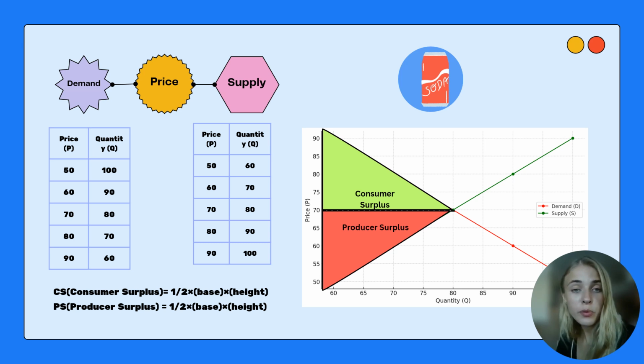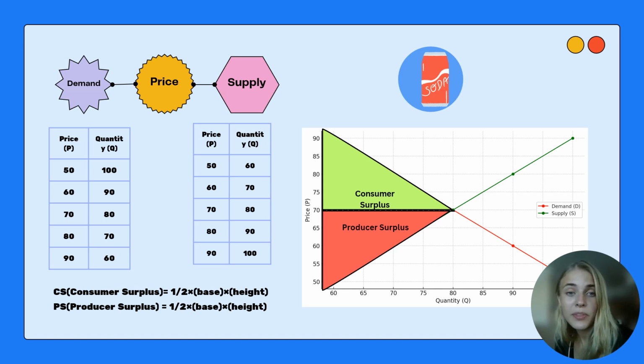At the equilibrium price of 70 cents and the equilibrium quantity, 80 cans, we can calculate the consumer surplus and the producer surplus. The consumer surplus is the area above the equilibrium price and below the demand curve. It is calculated by multiplying base and height and dividing it in two. Producer surplus is the area below the equilibrium price and above the supply curve. Producer surplus is base multiplied by height and divided by 2.